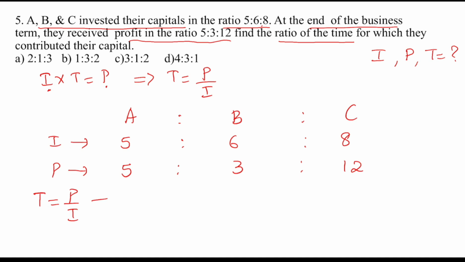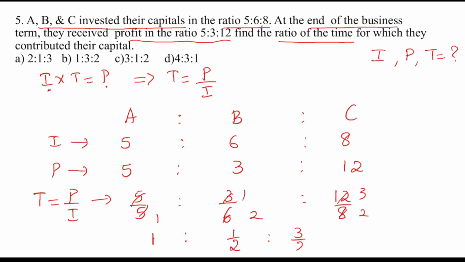So A will be how much? 5 divided by 5. Then the B will be how much? 3 divided by 6, not 6 divided by 3. It is 3 by 6 because P by I. Okay. And C will be 12 by 8. So it is 1 is to 1 by 2 is to 3 by 2.